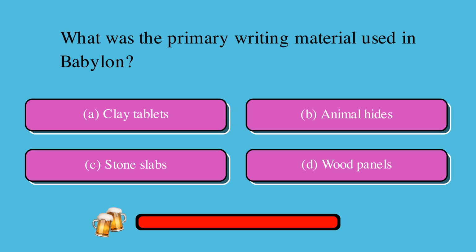What was the primary writing material used in Babylon? Is it A, clay tablets, B, animal hides, C, stone slabs, or D, wood panels? The correct answer is A, clay tablets.